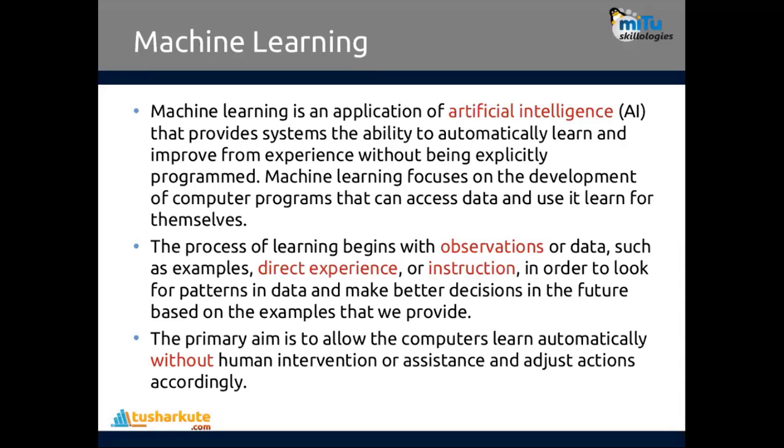So the primary aim is to allow the computers to learn automatically without human intervention or assistance, and adjust the actions accordingly. So here human intervention is removed. So it's like AI itself. Artificial intelligence also focuses on the same. But for AI, it is not mandatory to have the previous experience. Machine learning focuses on the previous experience to proceed further.